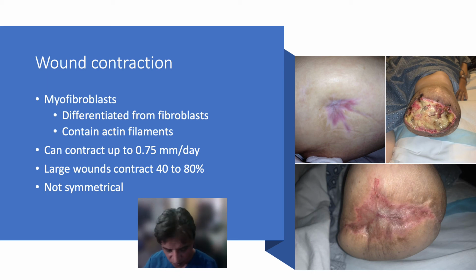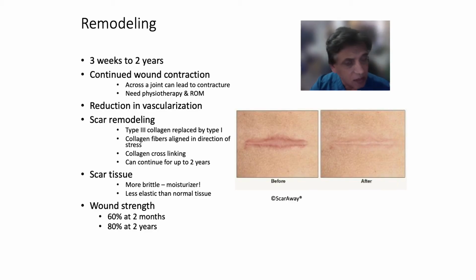So as we already discussed, the last phase of wound healing is remodeling. And one component of remodeling is wound contraction, as we already discussed. Now, remodeling can start as early as 3 weeks and last up to 2 years. If there's wound contraction across a joint, make sure patients are referred to physiotherapy and taught range of motion exercises. Otherwise, one can get a joint contracture.